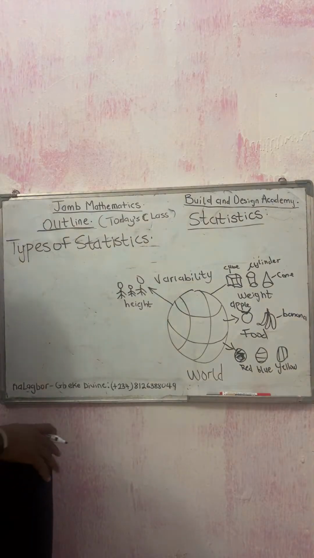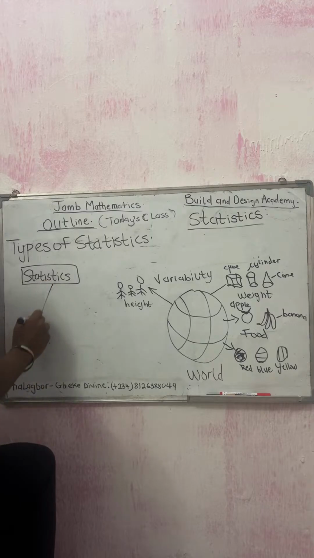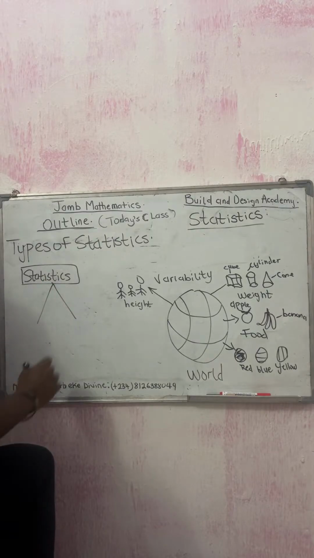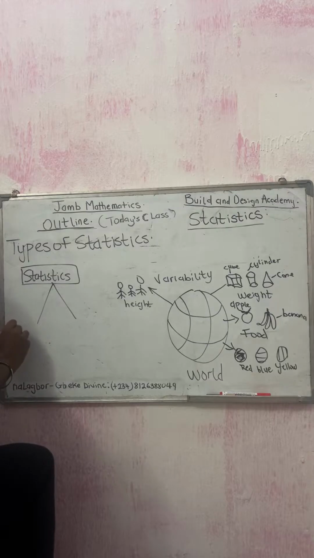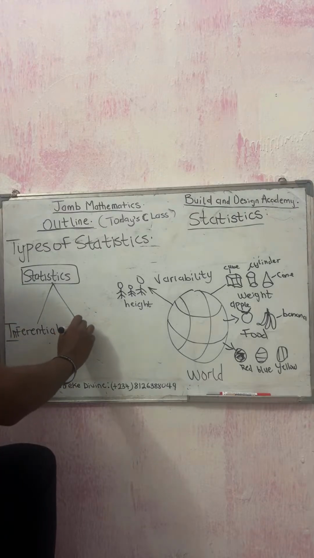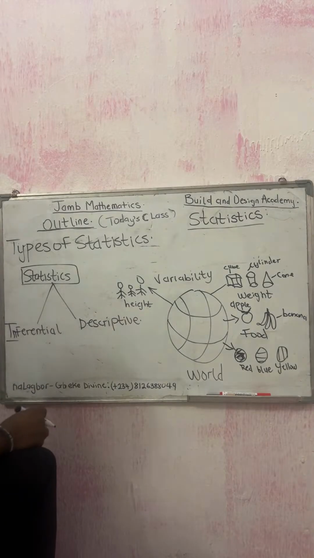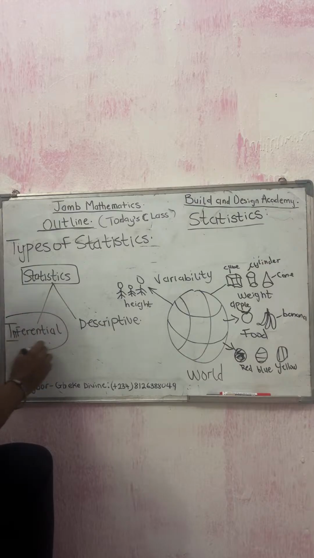So statistics is made up of two types. One, we call it inferential statistics. And the next one is called descriptive statistics. So I'll be telling you the difference between inferential statistics and descriptive statistics.